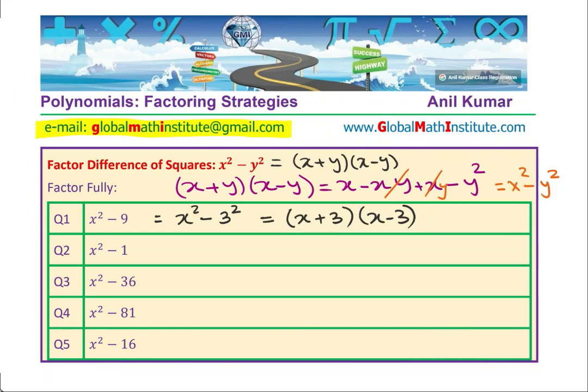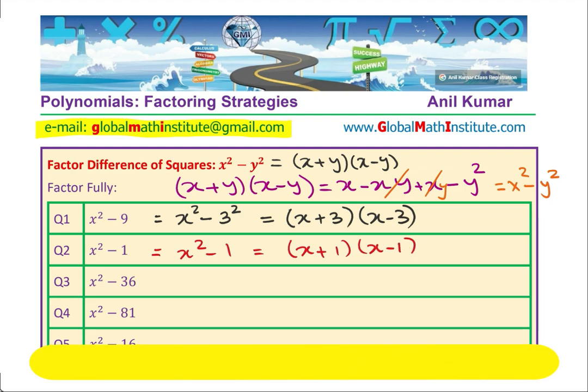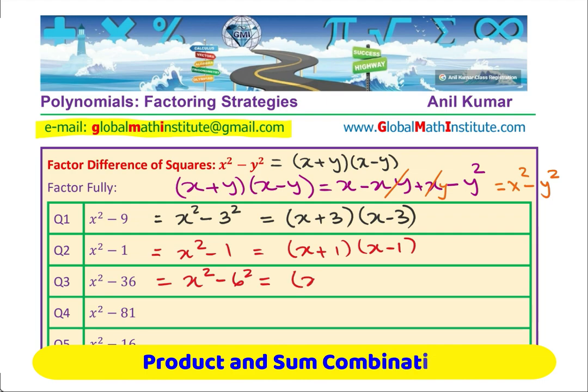Okay, now let's continue with the solution. So you must have done some of them by now. Here is x squared minus 1, where 1 is 1 squared, right? So it can be written as x plus 1 times x minus 1. X squared minus 36. 6 squared is 36. So first I will write this as x squared minus 6 squared, and then x plus 6 times x minus 6.